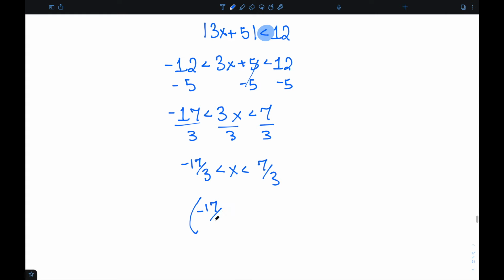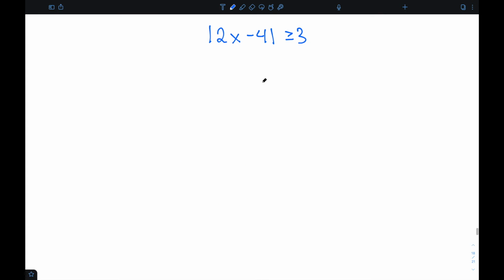Writing this in interval notation, we use parentheses since we do not include either one of our endpoints. For the absolute value of 2x minus 4 is greater than or equal to 3, I now need to use my greater than rule. It says we set up 2x minus 4 is greater than or equal to 3, or 2x minus 4 is less than or equal to -3.